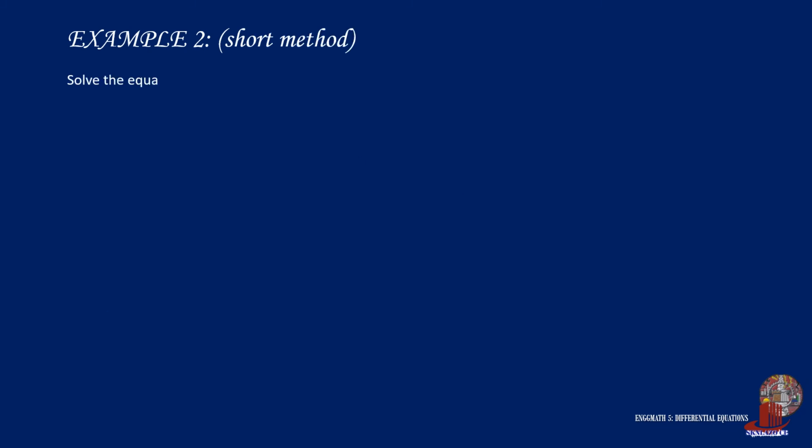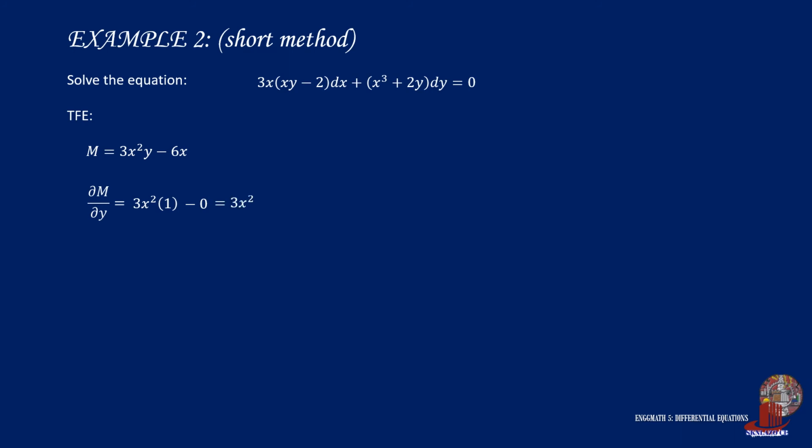Let's follow the simpler method in solving example 2 with the differential equation 3x times the quantity of xy less 2 times dx plus the quantity of x cubed plus 2y times dy is equal to 0. First, check exactness, so take m as 3x squared y minus 6x, and its partial derivative with respect to y will be as follows. 3x squared y will have 3x squared as constant, and the derivative of y is 1, then negative 6x is considered a constant where the derivative will be simply 0. So the partial derivative of m with respect to y is 3x squared.